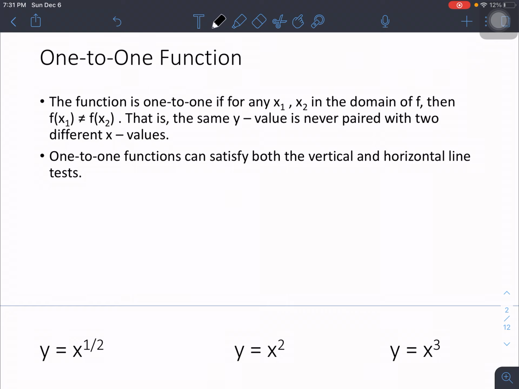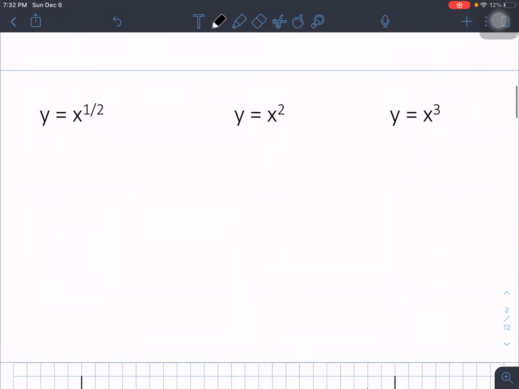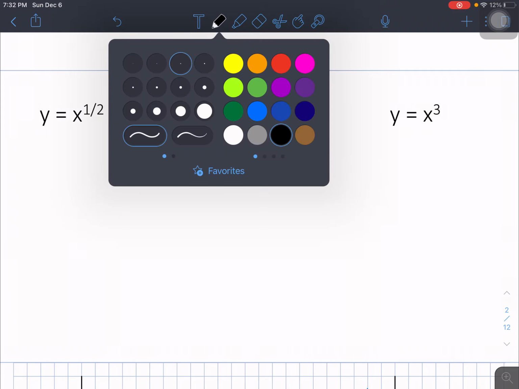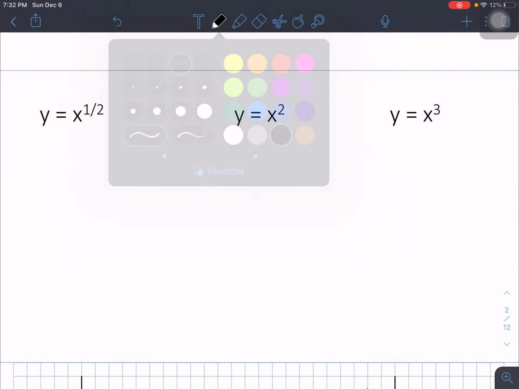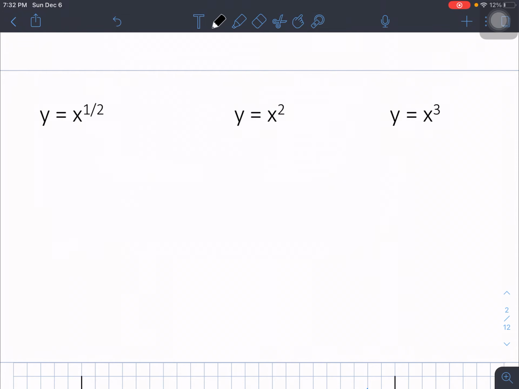Now let us try how to identify if an expression is a one-to-one function. The best way to identify this is to create a table of values, wherein we have x, or the domain, and y, or the range. First, let us try to identify the domain.